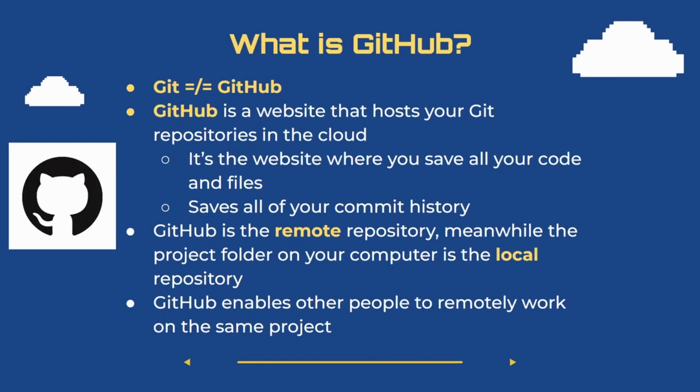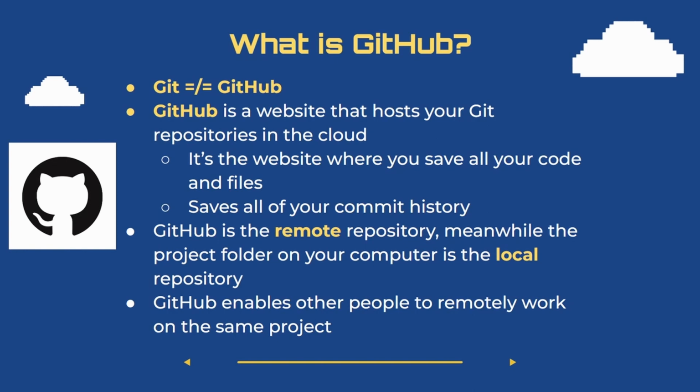Next, what is GitHub? I'm sure you've heard that term thrown around a lot. The first thing to note is that Git and GitHub are not the same thing. They're completely different things. They just go hand in hand with each other, but they are not the same thing. So make sure you note that. Git is a tool, while GitHub hosts the code that you have with Git. GitHub is a website that you use to host your Git repositories in the cloud.